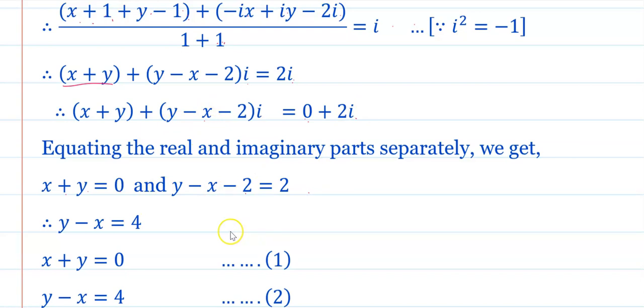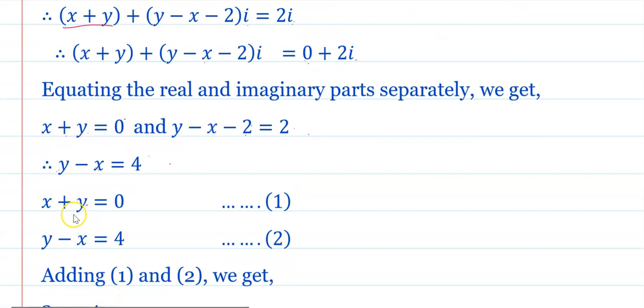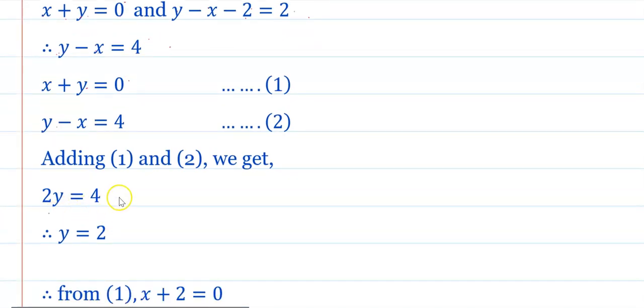Now here, y minus x, let this minus 2 go to the other side. That is, minus 2 will become plus. 2 plus 2, that is 4. y minus x is equal to 4. Also we know that x plus y is equal to 0. Therefore, if we add these two equations, then plus x and minus x will get cancelled. y plus y is equal to 2y and 0 plus 4, that means 4 came. 2y is equal to 4 and hence y is equal to 2.